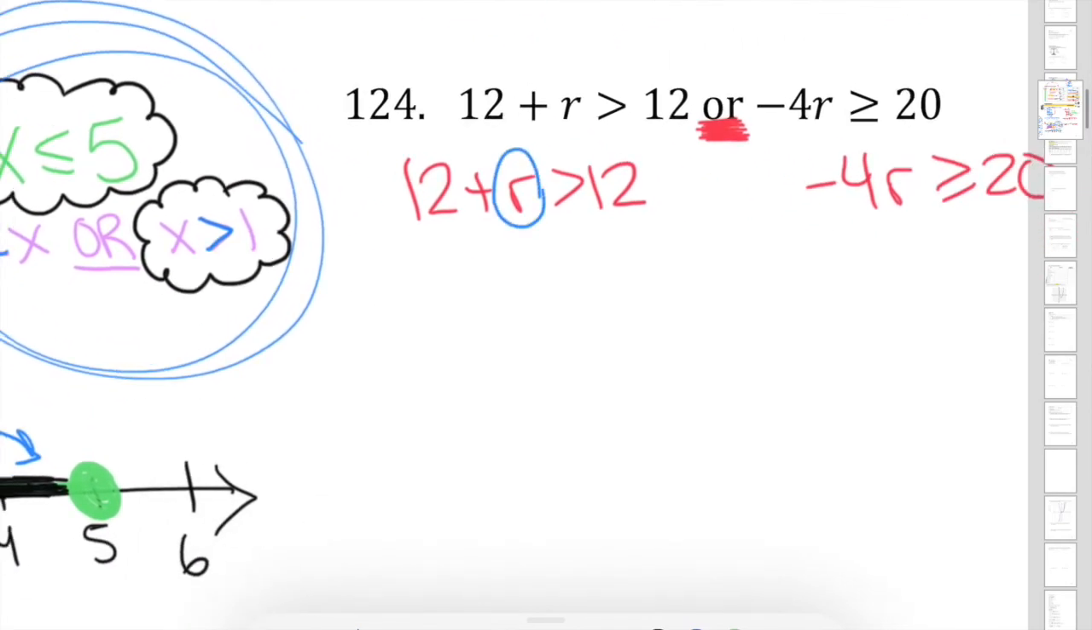Okay, so I'm going to start with this left one. To get r by itself, I get rid of what's being added or subtracted first, which is that positive 12. So I get rid of it by subtracting 12 from both sides.